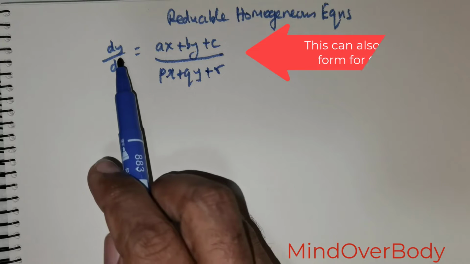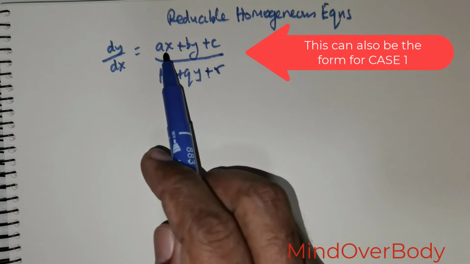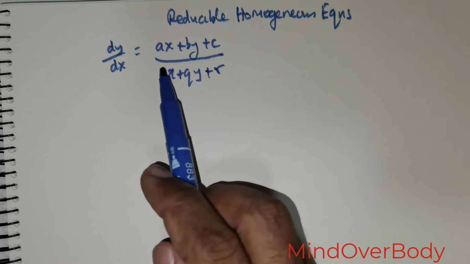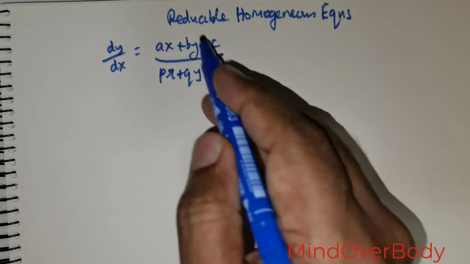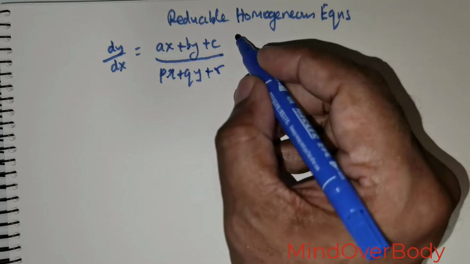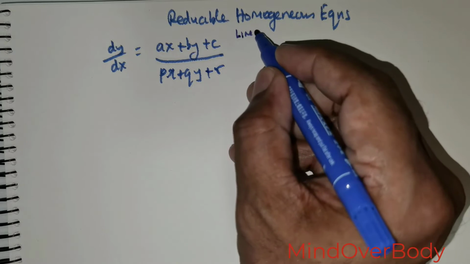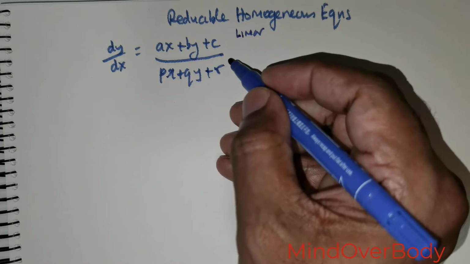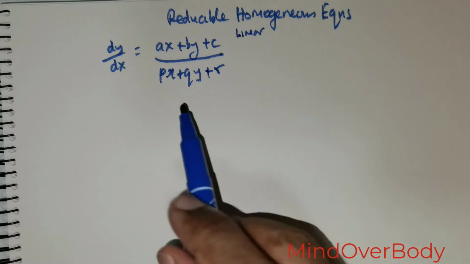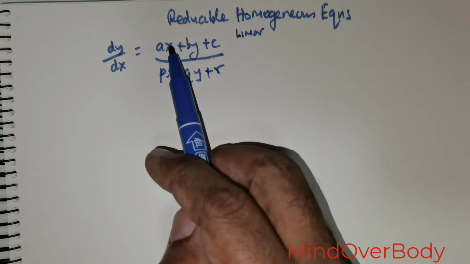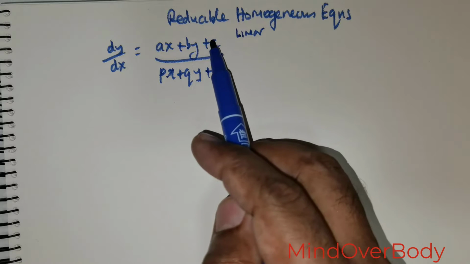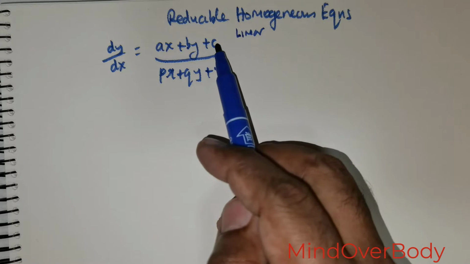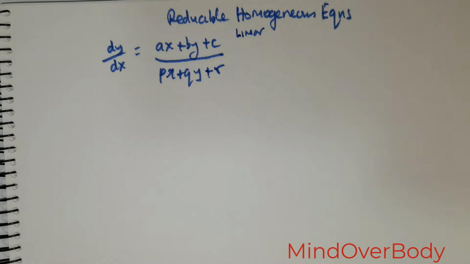Now the general form is dy/dx = (ax + by + c)/(px + qy + r). You can clearly see the numerator is a linear equation and the denominator is also a linear equation. If you look at the degree of x, it is 1, the degree of y is 1, but there is a constant present here and its degree is 0. So clearly it isn't a homogeneous equation.